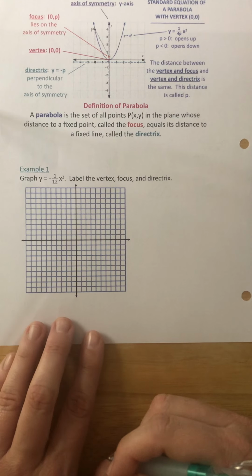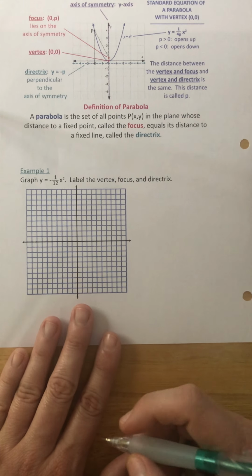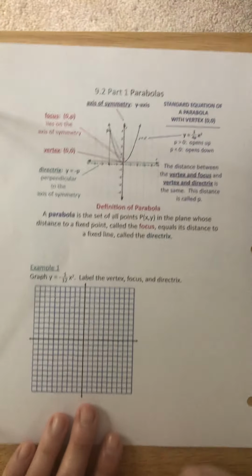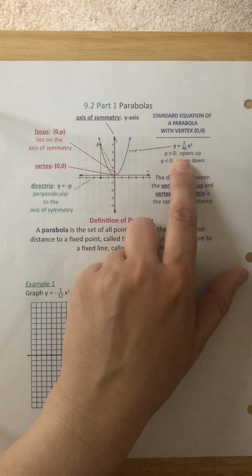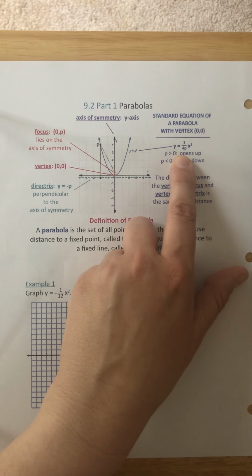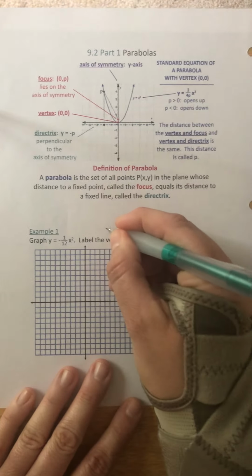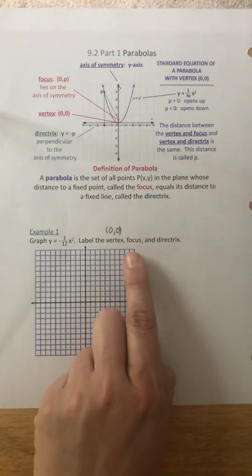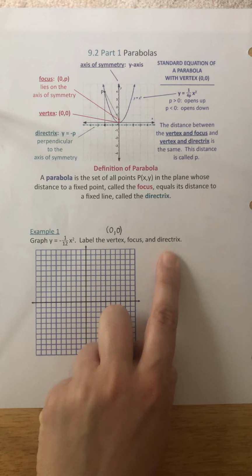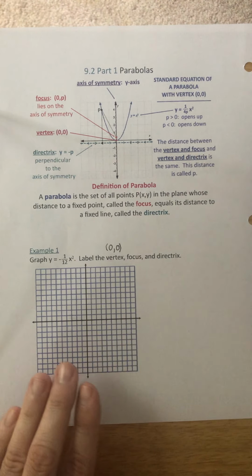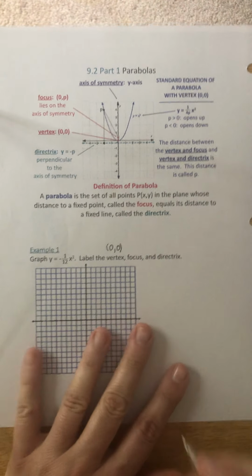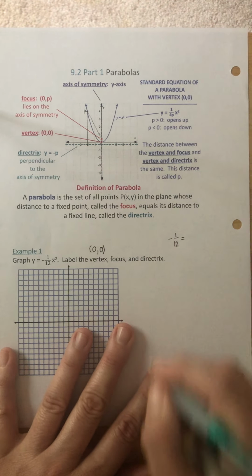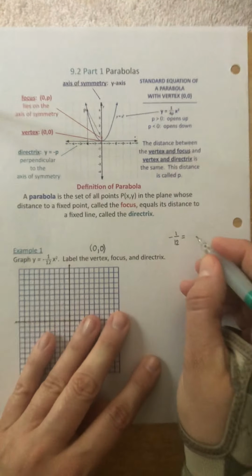So our first example here, we have y equals negative 1/12 x squared. So it says label the vertex, the focus, and the directrix. Okay, so right away, because right now we're just dealing with standard equations with a parabola that has a vertex of 0, 0, so the origin, I know that my vertex is 0, 0. All right, focus and directrix. Well, both of them need to know the value of P. So I'm going to take this negative 1/12 and set that equal to what the formula says, 1 over 4P.